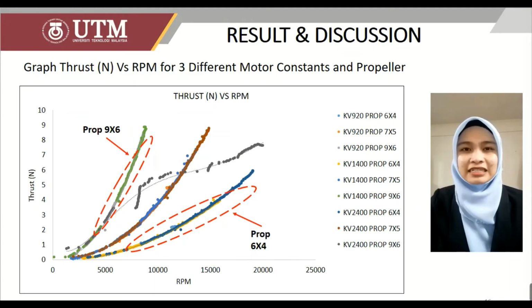The next graph is a graph of thrust versus RPM for 3 different motor constants and propeller sizing. As we can see, the highest value of thrust is obtained when the 3 different motor constants are combined with propeller 9 times 6, but it will reach the lowest values of thrust when combined with propeller 6 times 4.